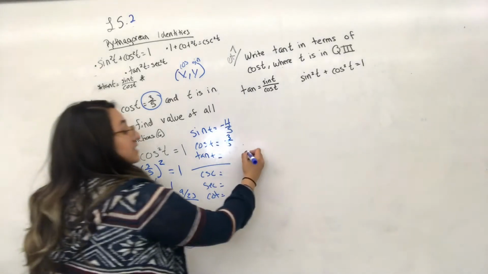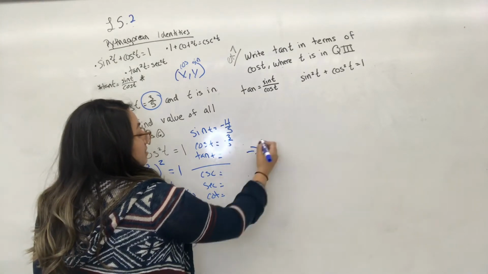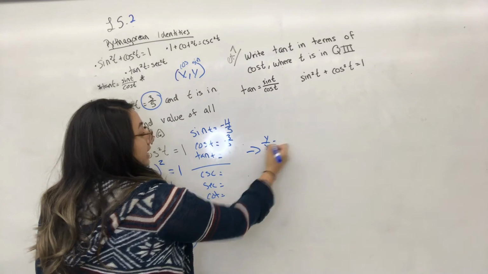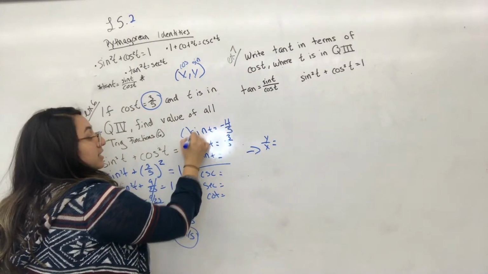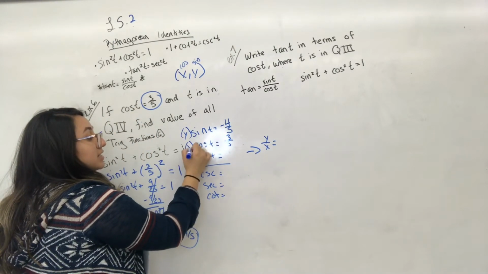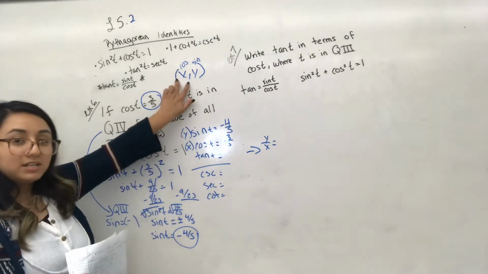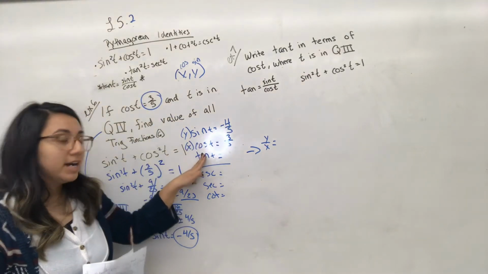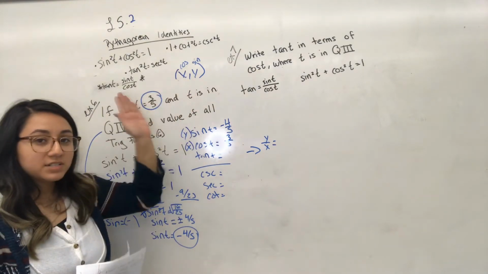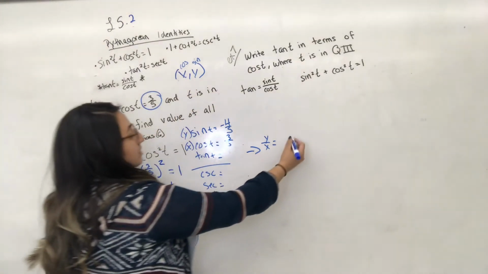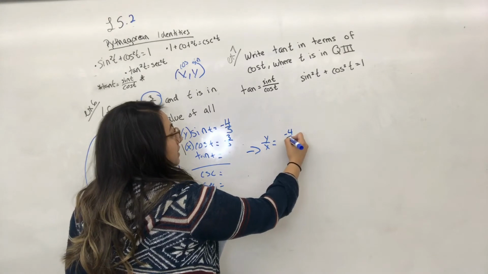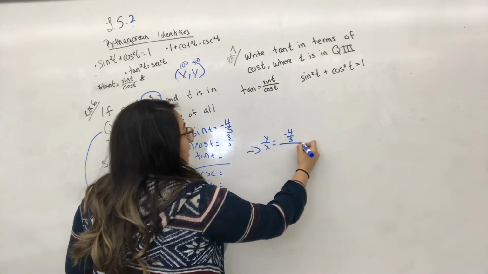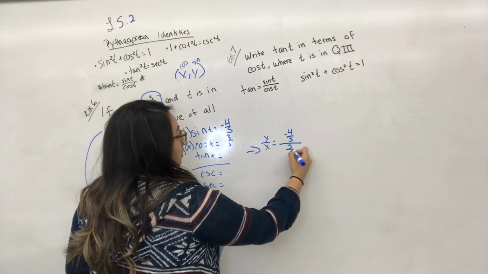Tangent, to find the tangent, we have to divide. Remember, tangent is y divided by x. Y is always sine, x is always cosine. So don't get it confused. For me, I tend to think of it as sine being x, cosine being y. But in this case, cosine first, sine second, but it's y divided by x. So that's negative 4/5 divided by the cosine, which is 3 over 5.